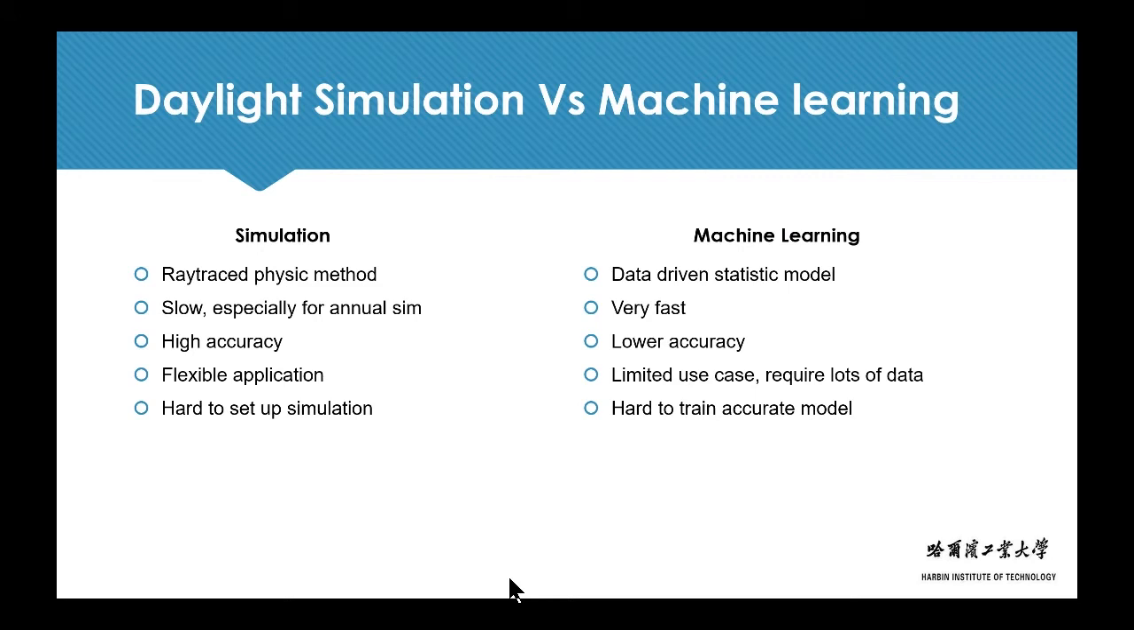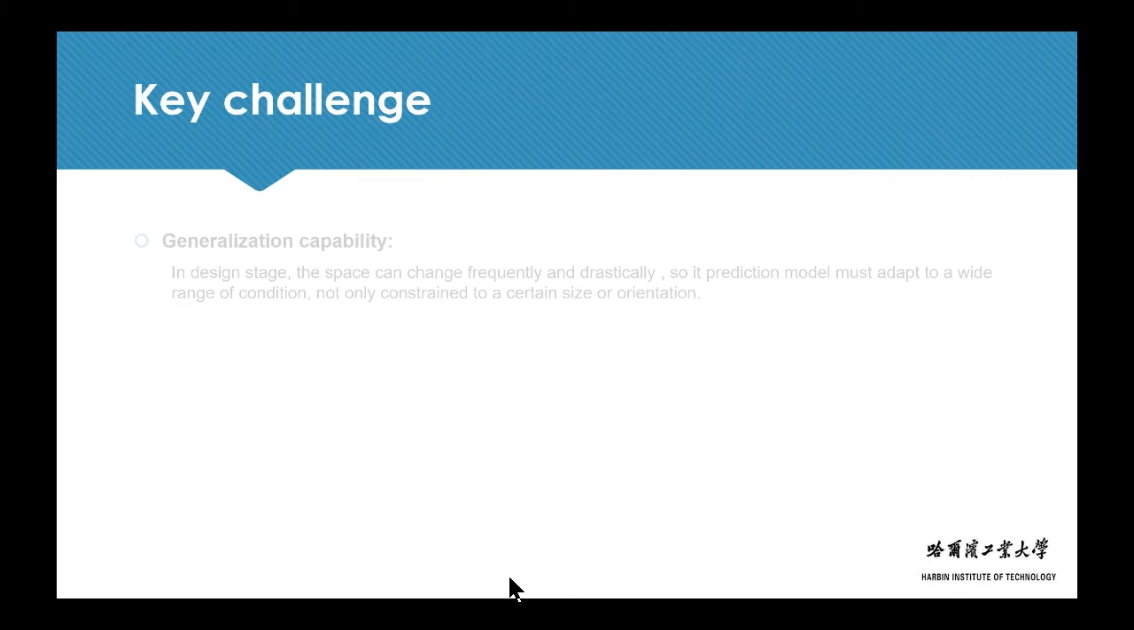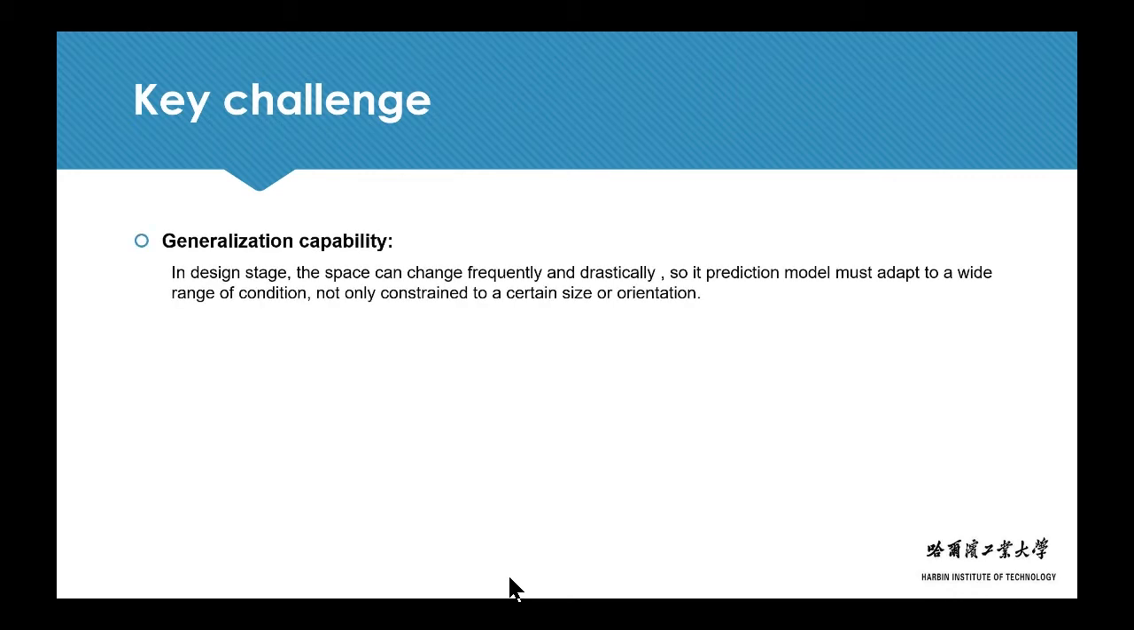Many researchers have applied machine learning-based methods to evaluate building performance. Compared to simulation methods, it sacrifices a certain degree of accuracy for speed, making it ideal for the early design stage, when exploration is more important than accuracy. But applying machine learning models to daylight prediction is a challenging task.